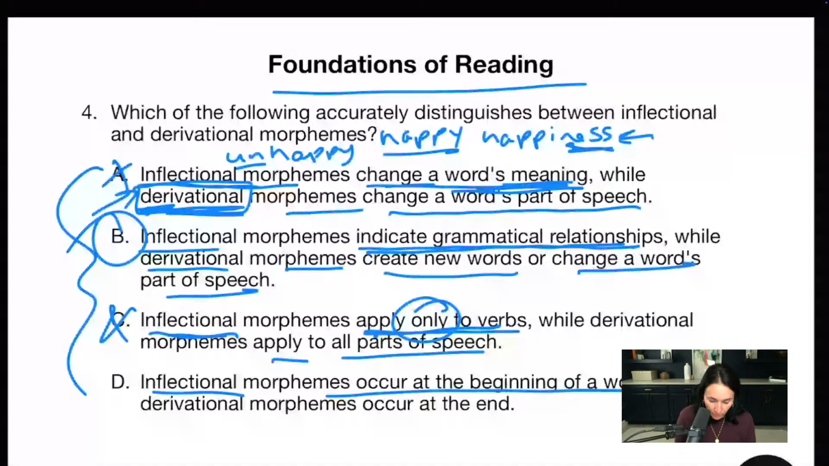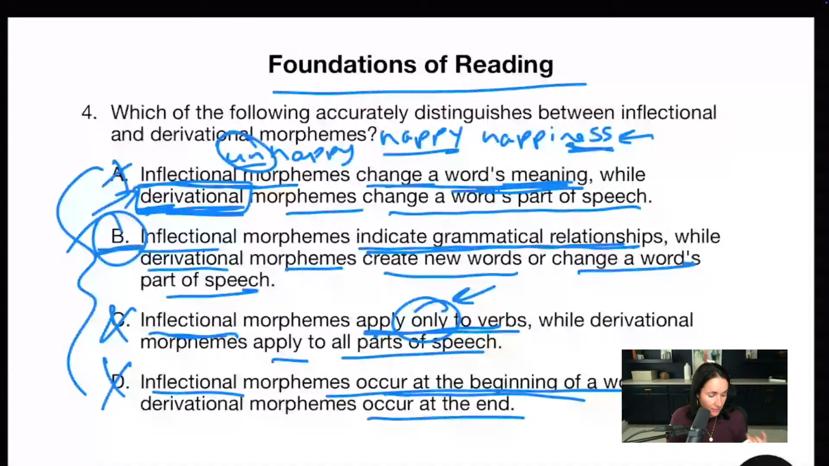D, inflectional morphemes occur at the beginning of words, not always. And derivational morphemes occur at the end. No, derivational right here, unhappy. Okay. Irresponsible. That happens in the beginning. So that's out. Also, something to think about, words like only, never, always, we call that strong language in testing, and it's typically not the correct answer. Okay. All right. So B is the best answer here.